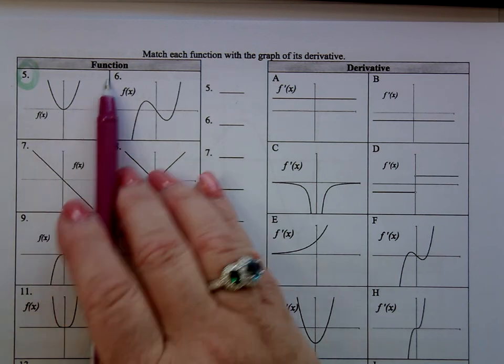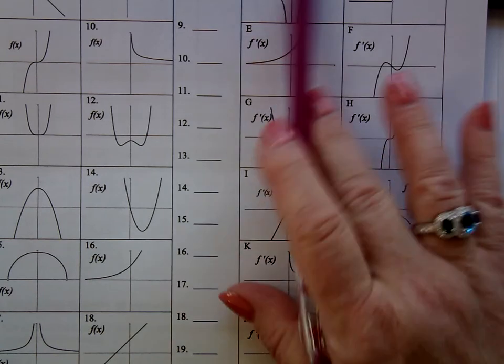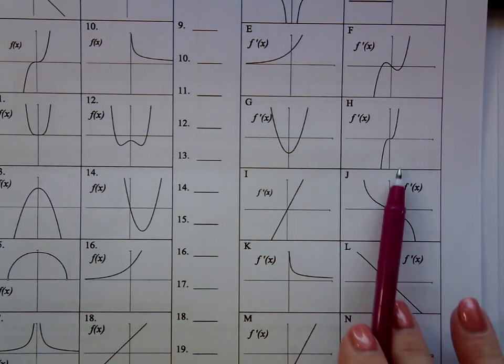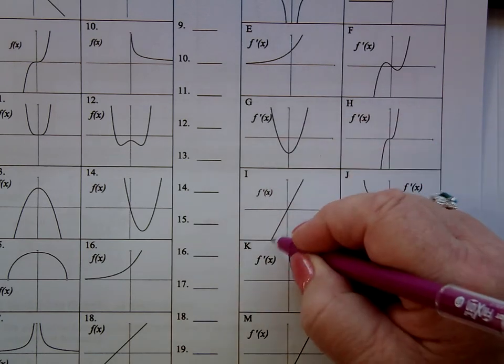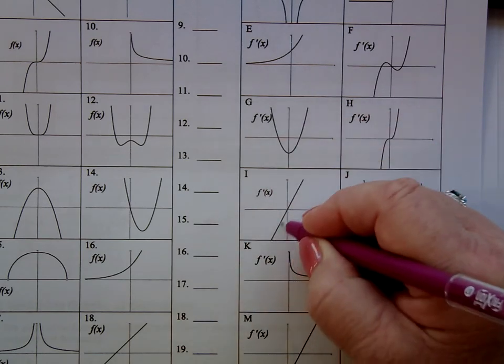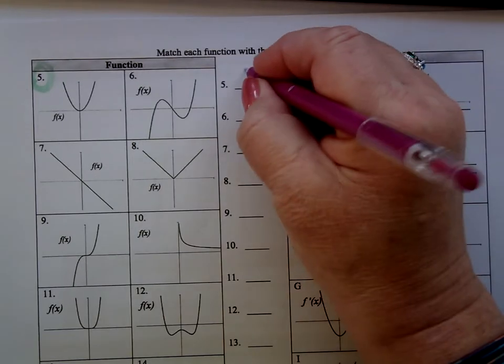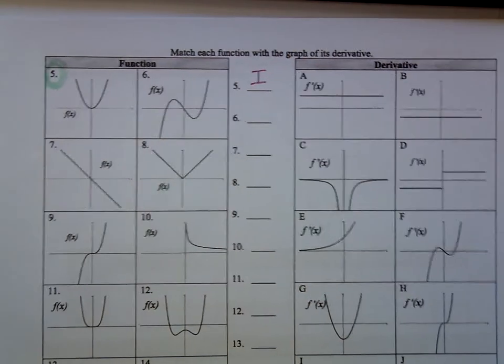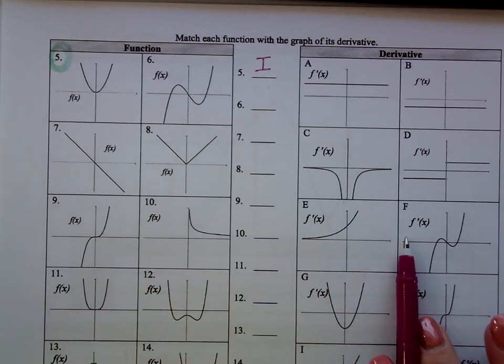Where is it? Let's see my choices. Straight line going negative to positive. Ooh, I is the one. See how it's negative to positive? This is decreasing and then increasing. And so therefore number 5 goes with I. And you're going to take all of those and figure out which function goes with which derivative. All right, so good practice with that one.